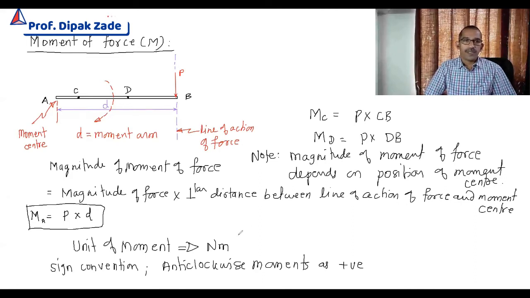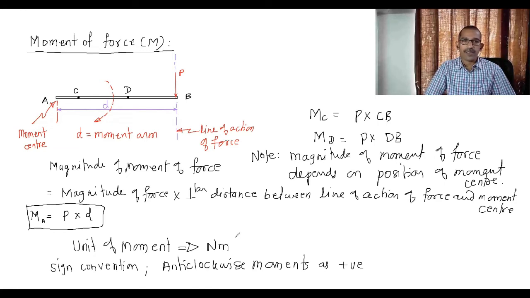Moment of force, basically, is a product of magnitude of force and perpendicular distance between line of action of force and moment center. This is number one. Next, there are two types of movements possible, maybe clockwise, maybe anti-clockwise. That means what is the effect of force on that particular body? If it tends to rotate in clockwise direction, the moment is clockwise, and if due to that force P it tends to rotate in anti-clockwise direction, the moment is what? Anti-clockwise. Unit of moment is what?